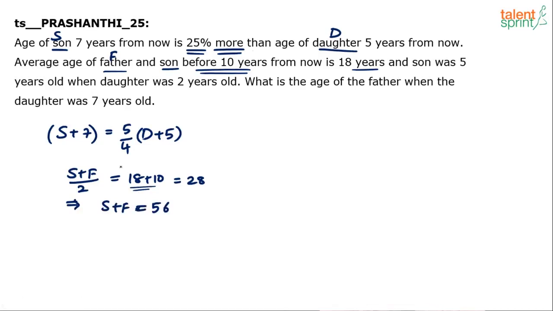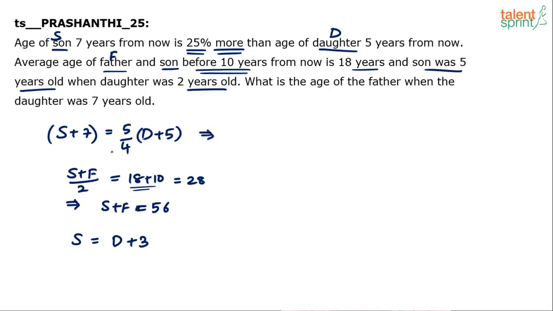And then last point here is son was 5 years old when the daughter was 2 years old. That clearly tells us that son is equal to daughter plus 3. When the daughter was 2 years, son was 5 years. So 2 plus 3 is 5. Or the difference in their ages is 3 years. Simple. 3 equations. This is equation number 1.